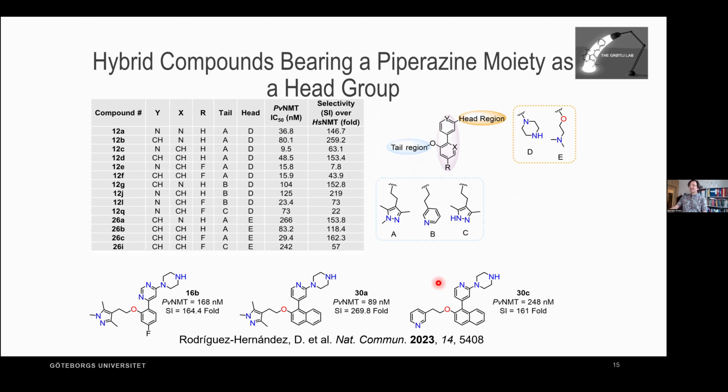So did they have any effect then? Or what sort of effect did they have? Well, the first thing was to test them in a biochemical assay. And I'm not showing you the data for all the compounds, but just a summary of maybe the most important findings. You see the table here. And if you look at the first row here, you see the IC50 that was obtained in the biochemical assay for targeting the NMT from P. vivax.